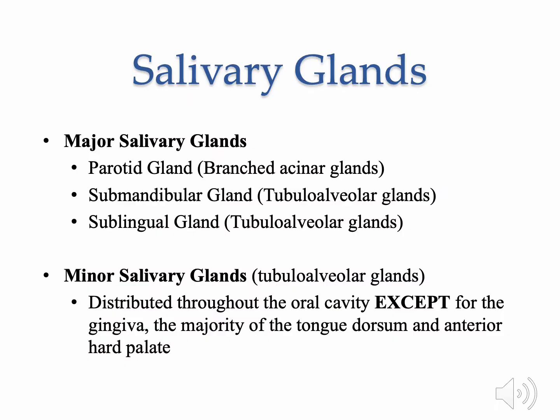Salivary glands in the oral cavity are broken up into major and minor glands. The major glands include the parotid gland, the submandibular gland, and the sublingual gland, while the minor glands are distributed throughout the oral cavity, with the exception of the gingiva, the majority of the tongue dorsum, as well as the anterior hard palate.